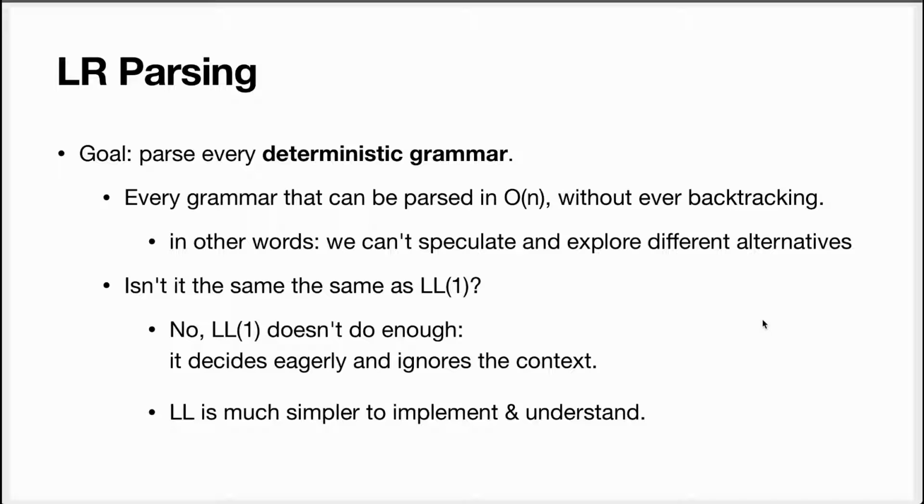When it sees a character or a token, it has to decide immediately what to do, which choice to take, and it doesn't consider the context. LR, on the other hand, can postpone that decision. So you can see the character and say, well, let me continue and I will decide later what to do with that. This will become clearer when we see how LR works. On the other hand, LL is much simpler to implement and to understand. You just look at the character, make a decision, and you're done.